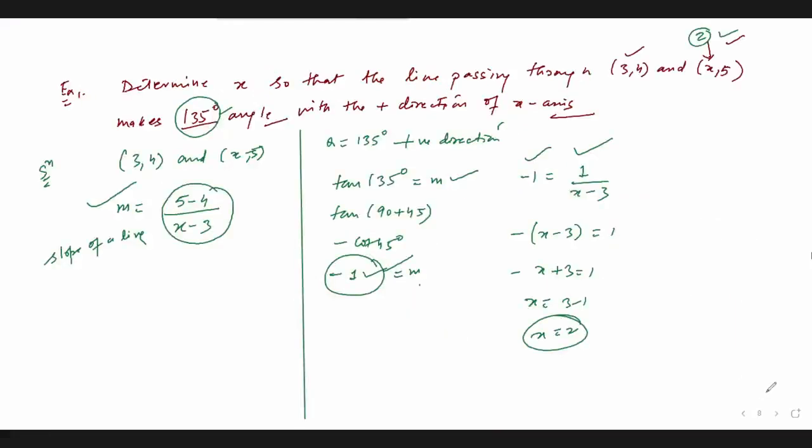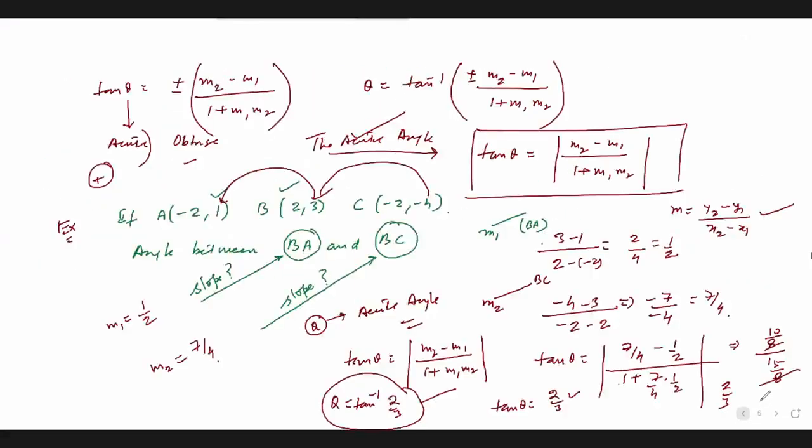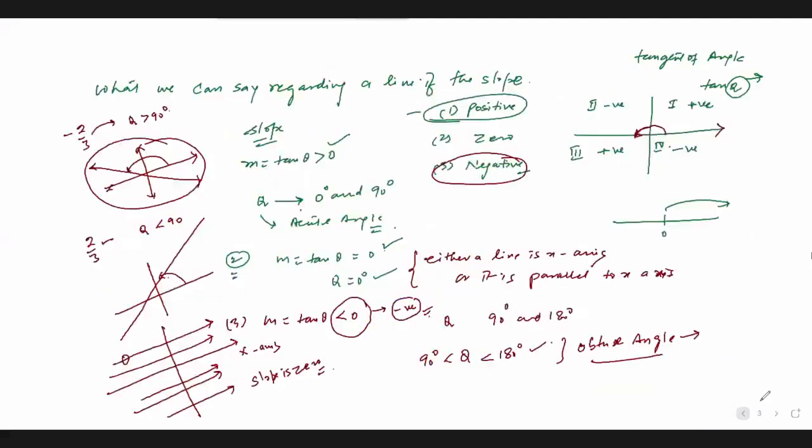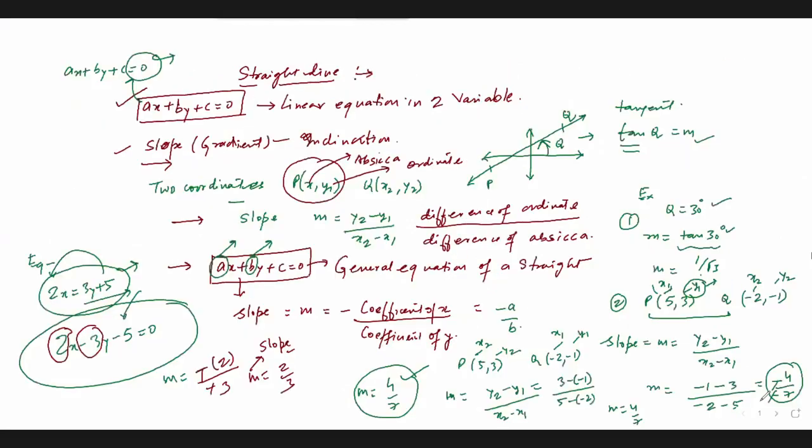So we have learned today a topic: how to find the angle between the two lines and how to find the slope of a line when it is given to us. The angle is given, two coordinates are given, or the equation of a line has been given to us.